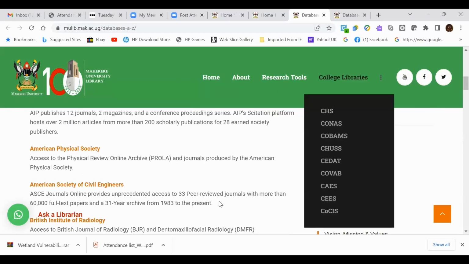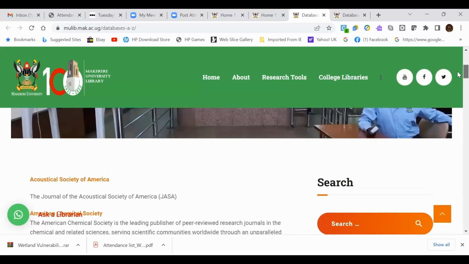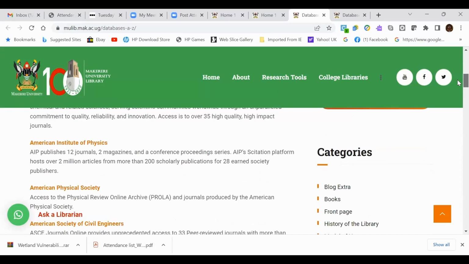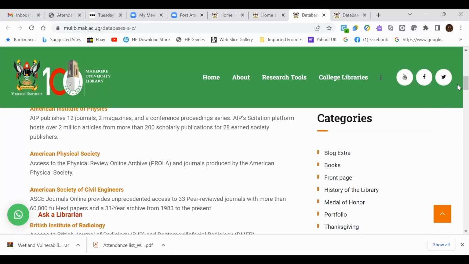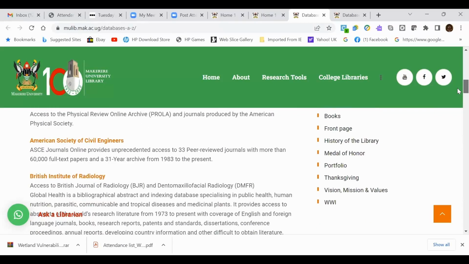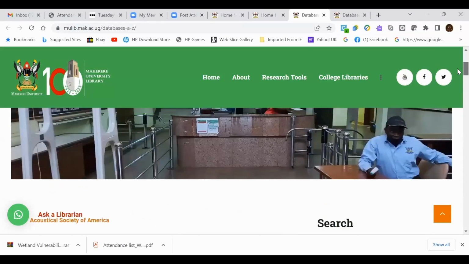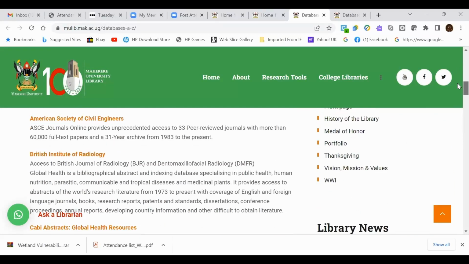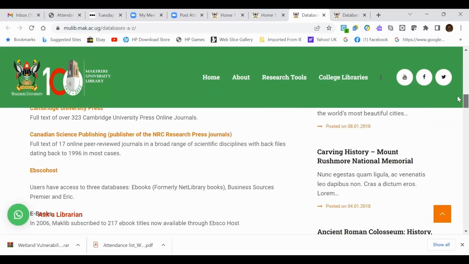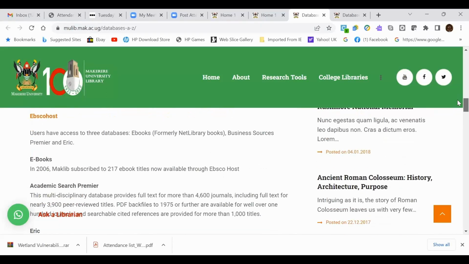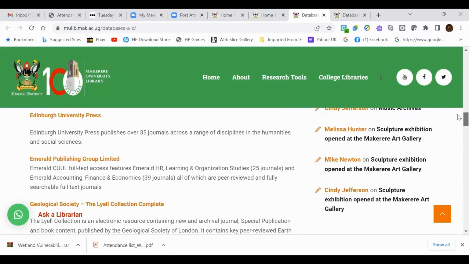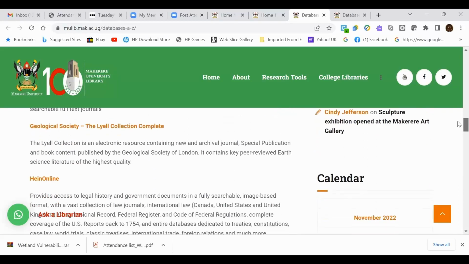Now, the databases are many and are arranged in alphabetical order, and they are also discipline specific. And as you can see, are you seeing my website, databases A to Z? Yes, you can see. So these are the various databases that we have, and through these we can gain access to numerous journals.